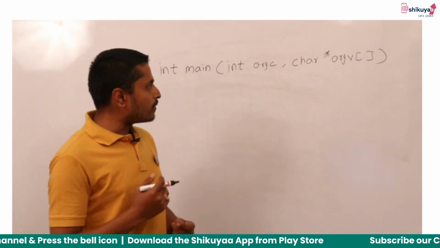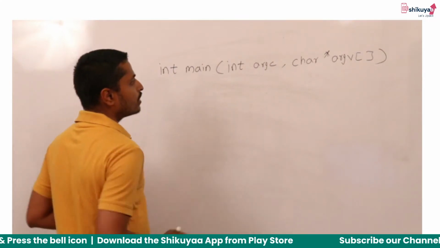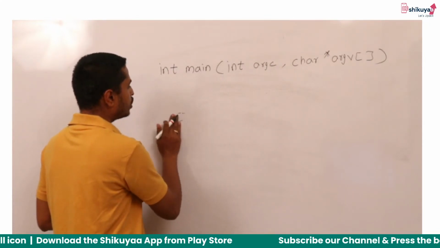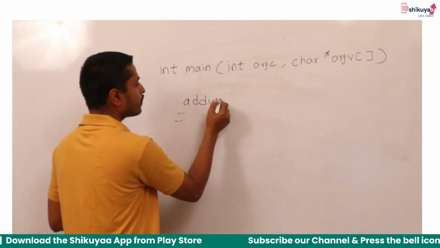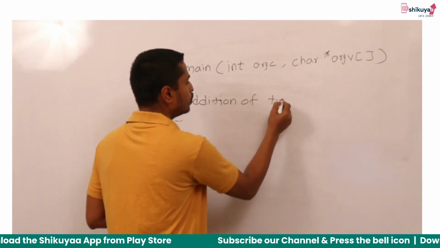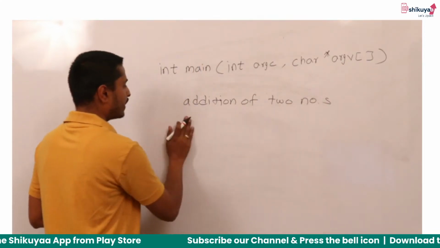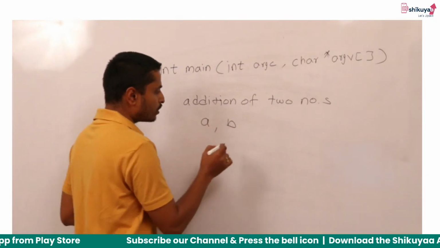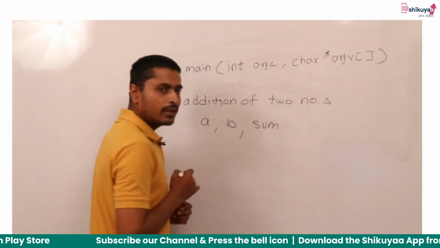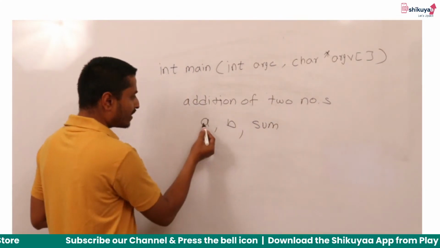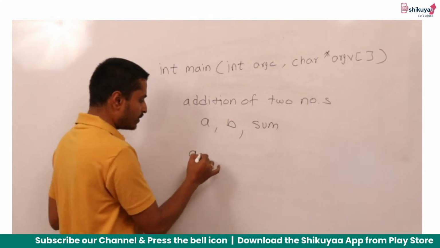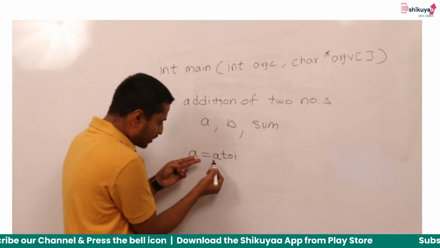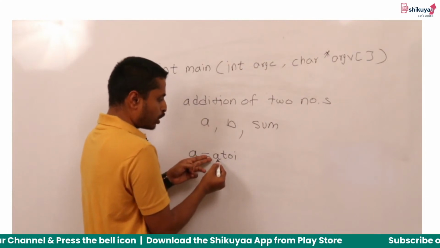Whenever we are using this syntax, for example, if you want to add 2 numbers, that is addition of 2 numbers, we'll take one variable A, another variable B. A and B are the 2 variables and the third variable is sum, where the result will be stored. So when we are going to take this A at the command line, we have to use one more function, that is A to I.